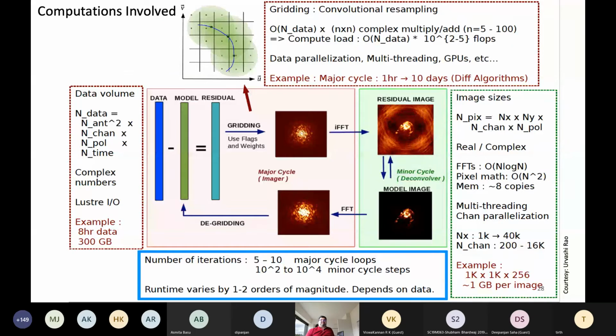So this is a one-page summary of the amount of computation involved in each and every step.